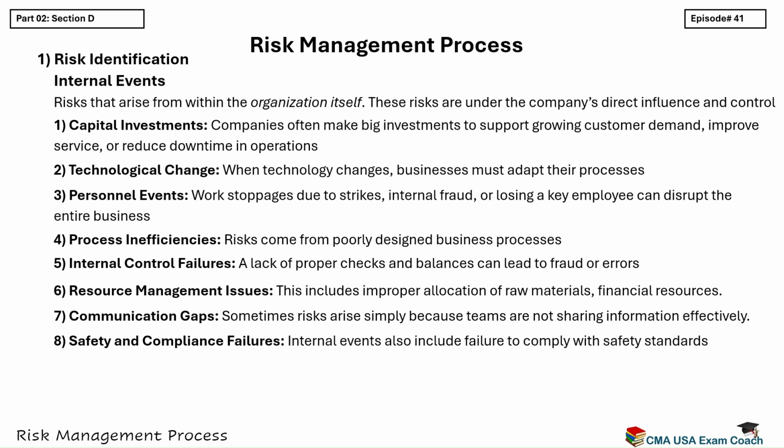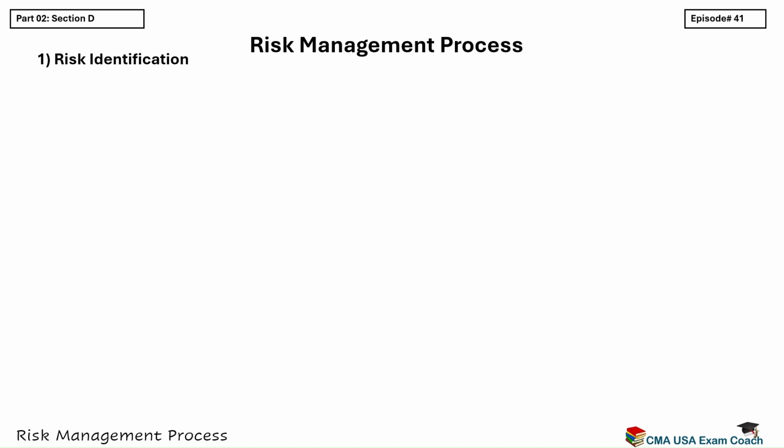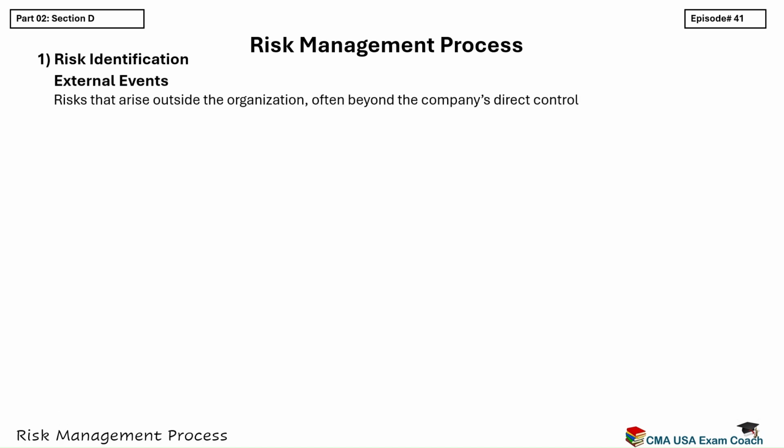So, internal events cover everything that happens within the organization: investments, technology, people, processes, and controls. Identifying these risks early helps management take preventive steps before they become serious problems. When we talk about external events, we are referring to risks that arise outside the organization, often beyond the company's direct control. These risks can have a major impact on performance, and the company must constantly monitor the external environment to stay prepared. Let's look at the main categories.